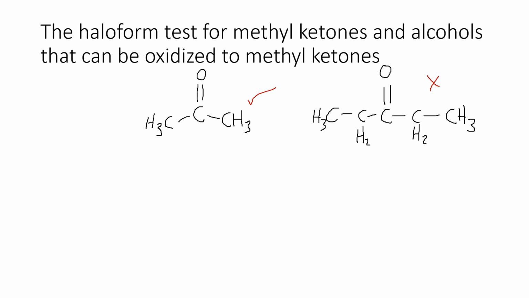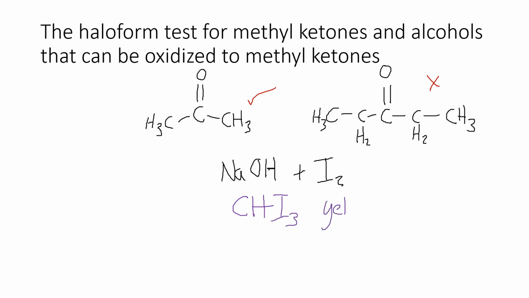And to do this we need sodium hydroxide and iodine. And what you get when you treat a methyl ketone with sodium hydroxide and iodine is you form CHI3, which is liberated, which is a yellow-orange precipitate, or a yellow precipitate. Let's go with that.